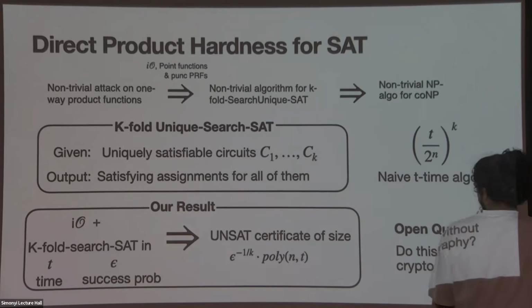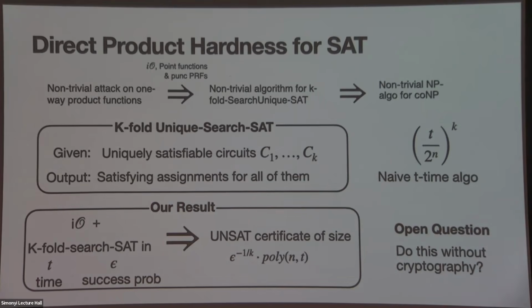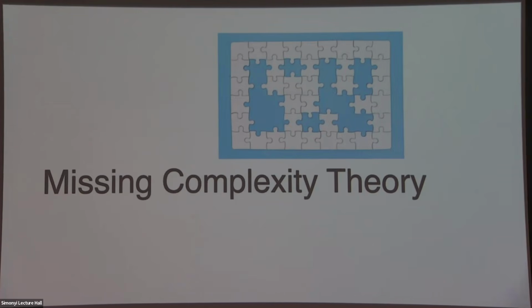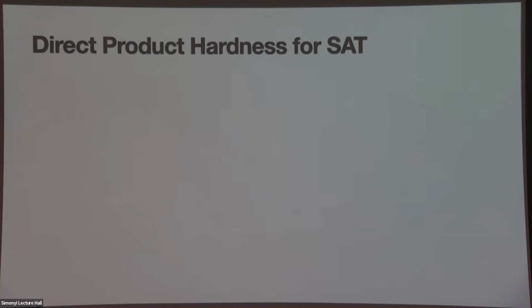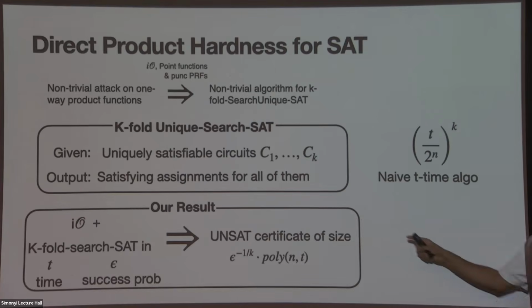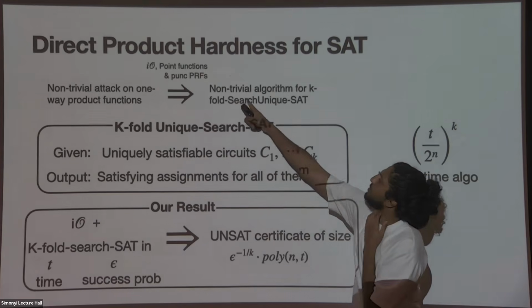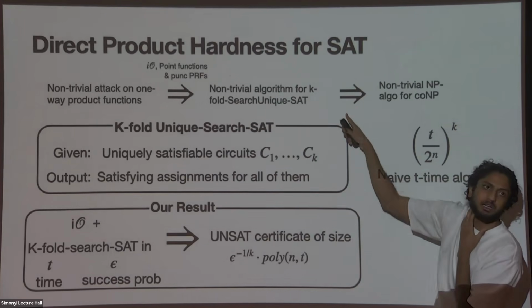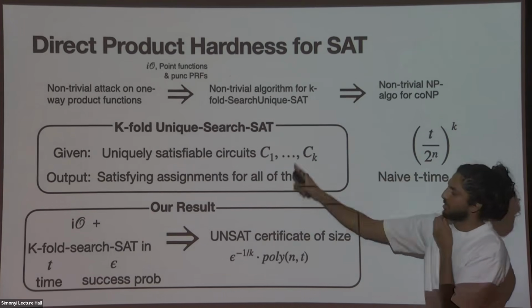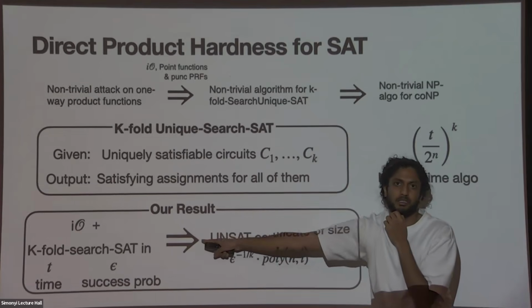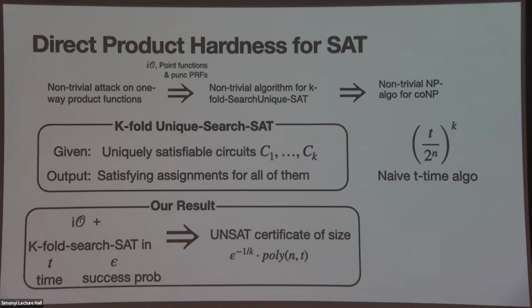Can you do this without cryptography? Next question. Well, you mean the second arrow uses IO as well? The assumption is IO. Right. So this is what the second arrow uses IO for, because that second arrow is this result.